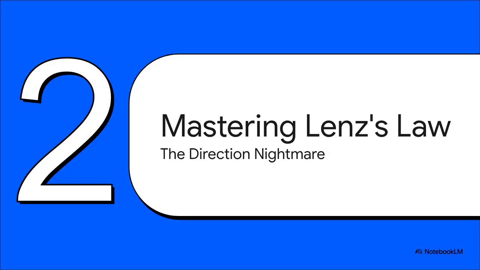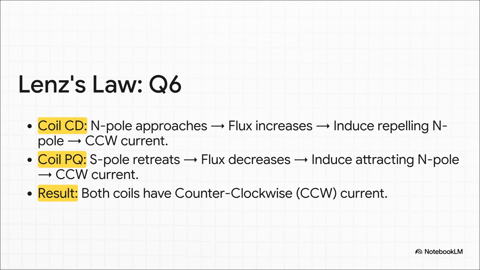Okay, let's shift gears. We're heading into what I call the direction nightmare, mastering Lenz's law. This is where so many conceptual marks just, poof, vanish into thin air. But don't worry, we're going to make this easy. So check out this classic two-coil problem. The strategy here is simple. Analyze each coil one at a time. Don't try to do both at once.